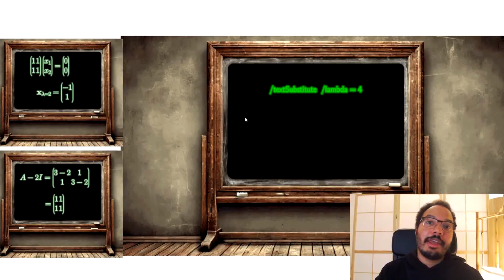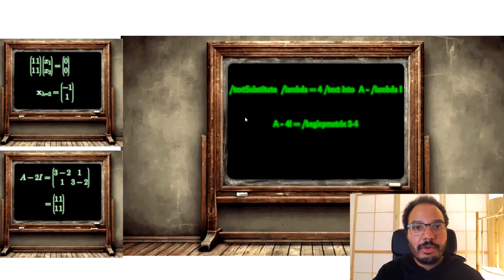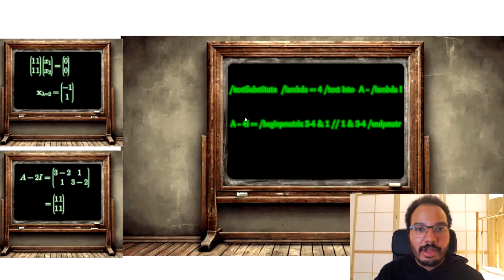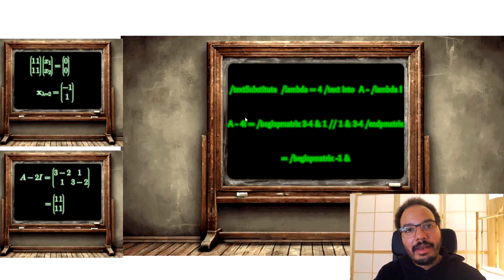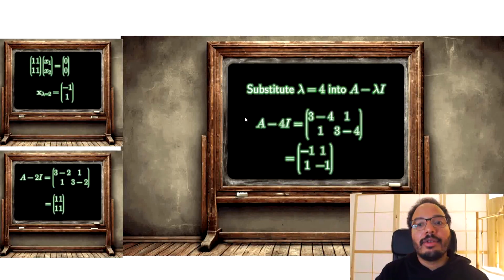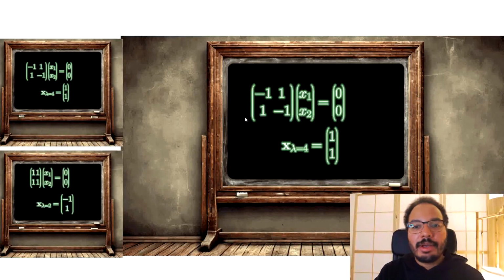Now we do the same calculation with the second eigenvalue that we found. We also substitute it into the given formula and then find its null space. First of all, we use lambda equals 4, and we get this matrix over here, minus 1, 1, 1, minus 1. And when we find its null space, we get the vector 1 and 1, for lambda equals 4.